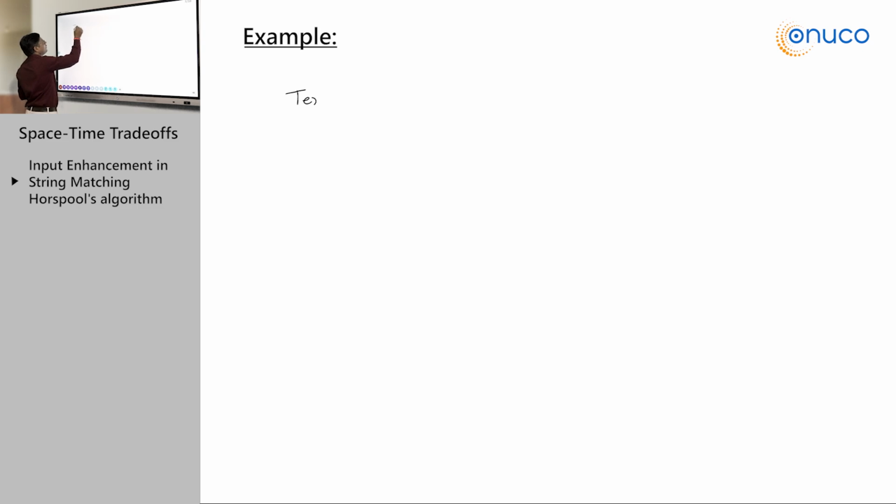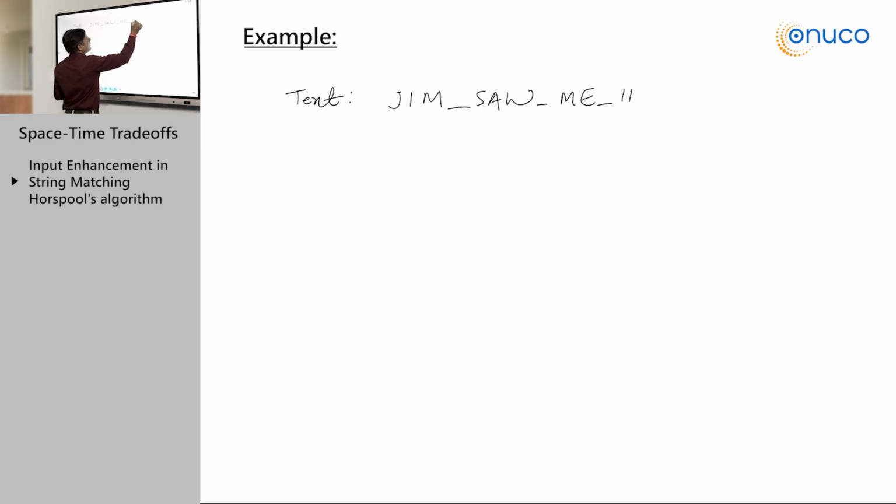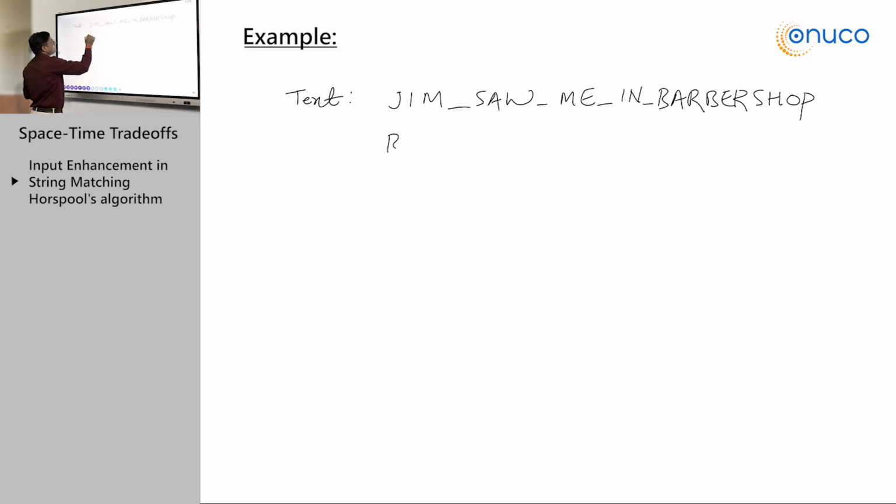So let us see a standard example where we can discuss all the cases. In the text we have Jim_saw_me_in_a_barber_shop. This underscore is also a character. Now, let us see that we are going to compare with BARBER, barber. Look, characters 1, 2, 3, 4, 5, 6.